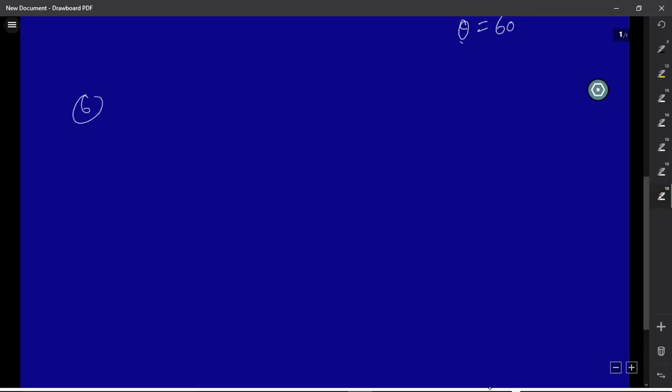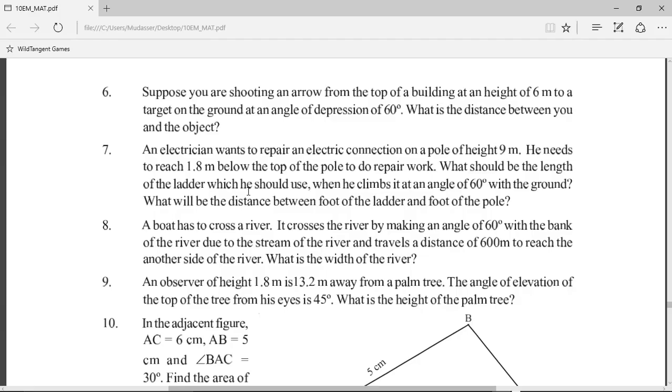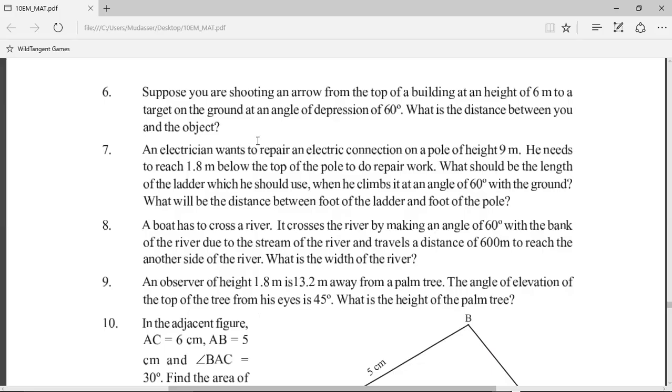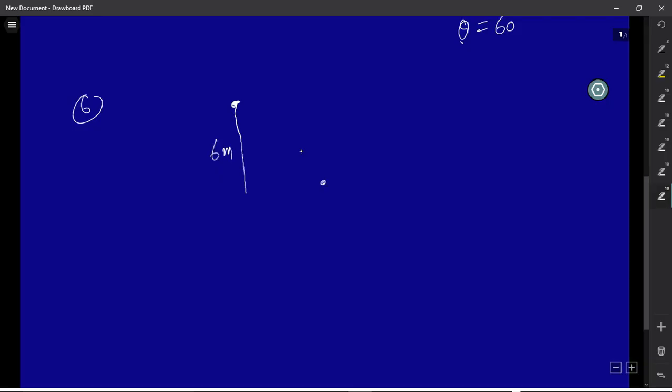Simple. So I'll first draw a building here. Again, for problem solving we consider it as linear, right? A straight line. Okay, let's say this is our building. Suppose you are shooting an arrow from the top of a building at a height of 6 meters. So let's say you're standing here at a height of 6 meters, and then you are shooting a target on the ground. Let's say this is our target on the ground, and I'm drawing a horizontal line, and this is my line of sight. I'm shooting this target on the ground.